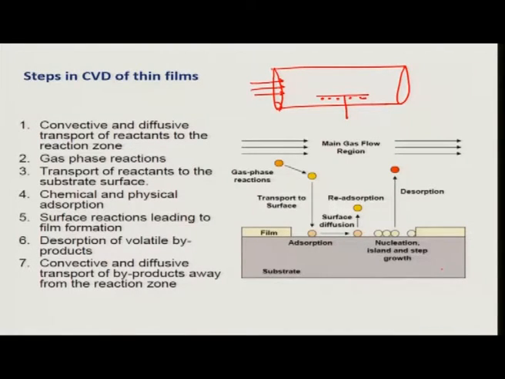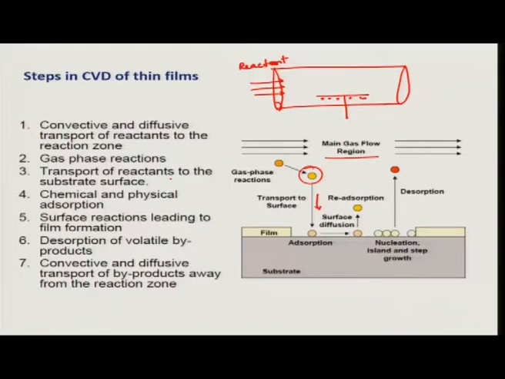So, far away from the substrate there will be a main gas flow region, and the convective and diffusive transport of reactant gas to the surface where they react is important. Far away from the surface it will be mostly convective flow, and close to the surface it would be diffusive flow. There might be some gas phase reactions, which are also important.